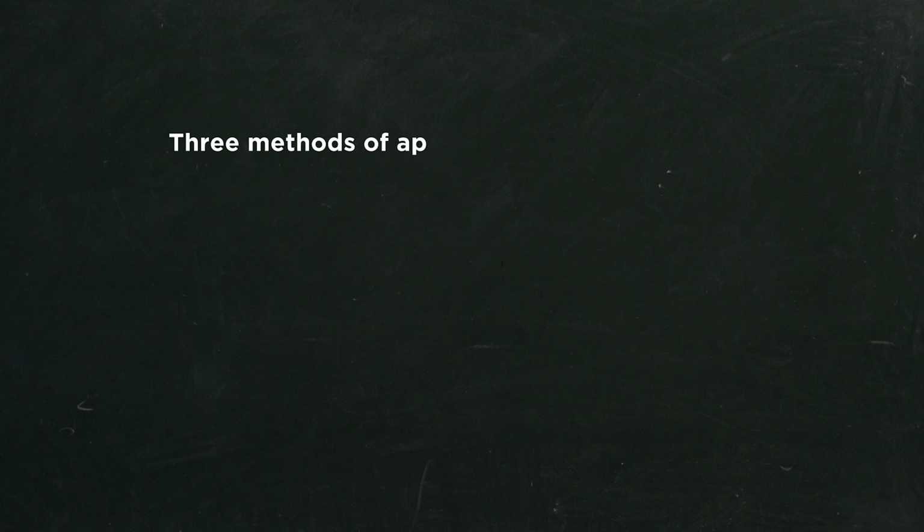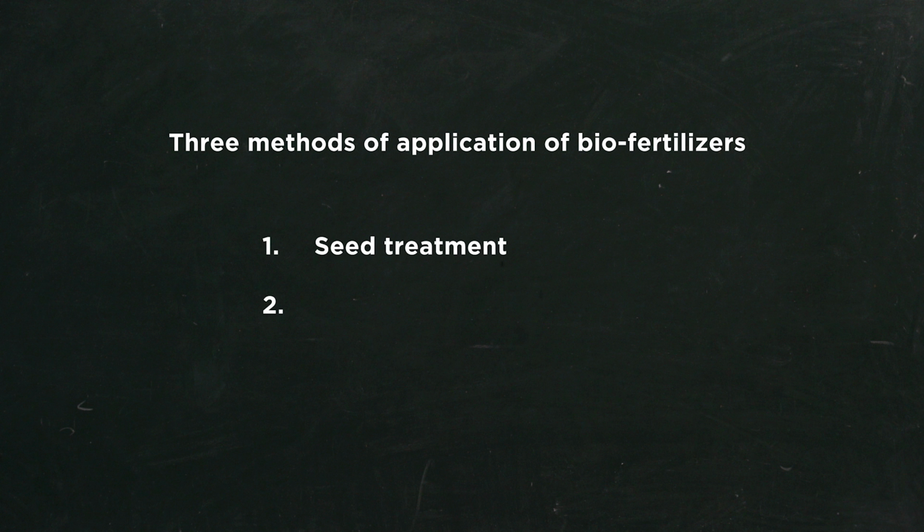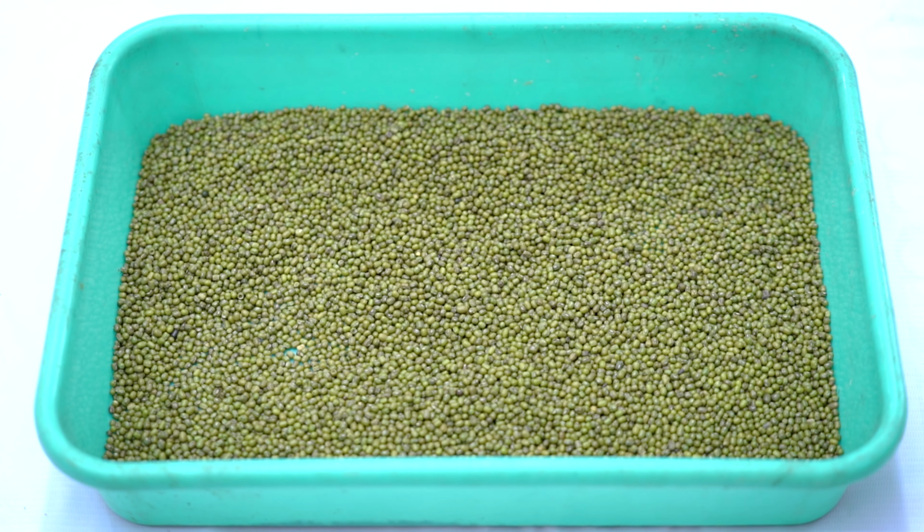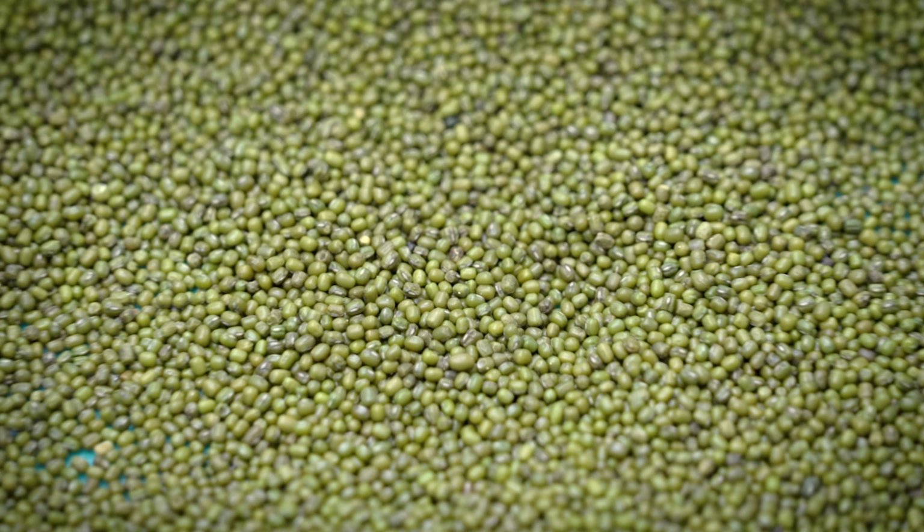There are mainly three methods of application of biofertilizers. The first one, seed treatment. The second one, seedling root dip treatment. And third, soil treatment. Now we will demonstrate each method one by one. Today we will demonstrate seed treatment of green gram.